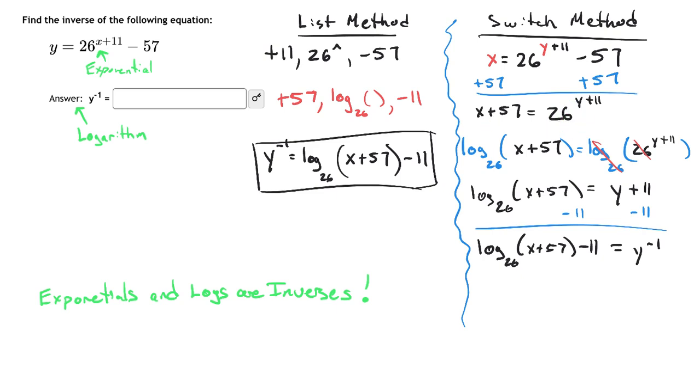So we've added 57, and then you need to undo your exponential. And like it says down here, in order to undo an exponential, you need to use logarithms with the correct base. This had a base of 26. So you do that to both sides, and in doing so, those cancel each other out. That's exactly what we're saying with our inverses. And you finish by subtracting 11, because that's your remaining thing to get y by itself. And notice how I switch my notation here, because it's a different equation. I switch it to the inverse notation, y to the -1. That is your inverse. And that is how you can find the inverse of an exponential equation.